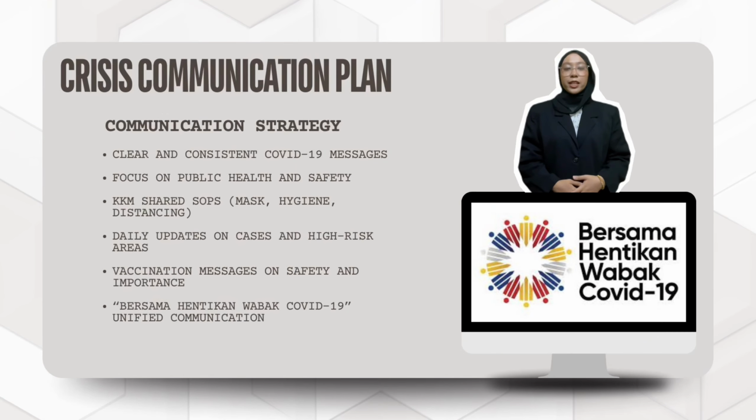Next, I will be explaining the crisis communication plan. During the COVID-19 pandemic, the Malaysian government focused on clear, consistent and factual communication. Firstly, the Ministry of Health published guidelines to educate the public on preventive steps such as wearing masks, washing hands, keeping physical distance and staying at home during the movement control order. In addition, daily press briefings provided updates on new cases, deaths and high-risk areas, which helped people understand the seriousness of the situation.